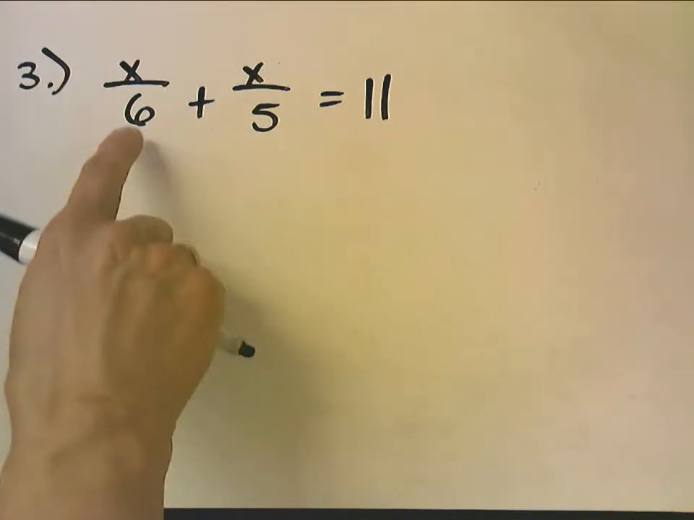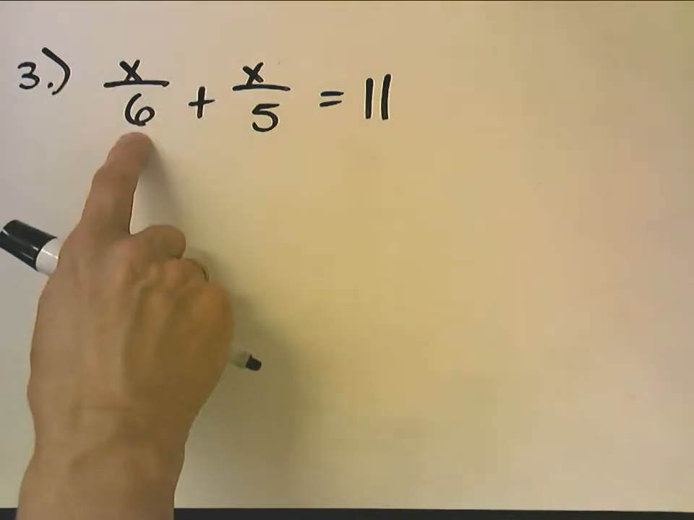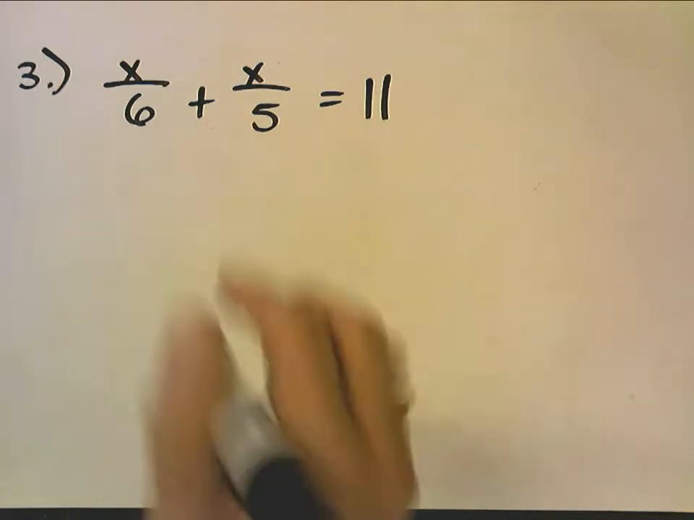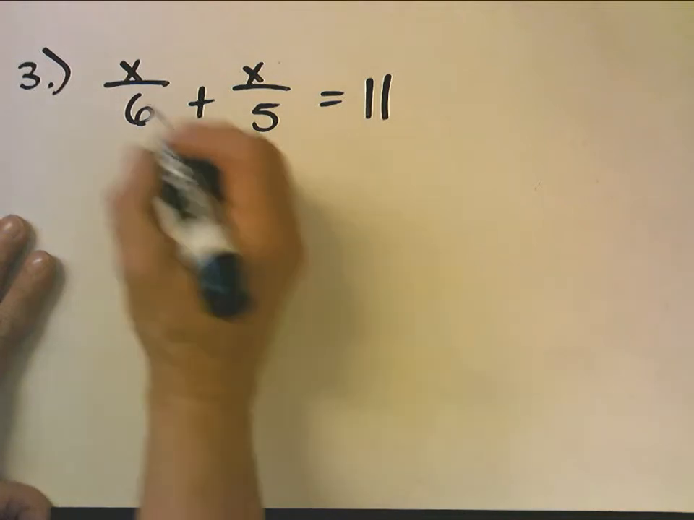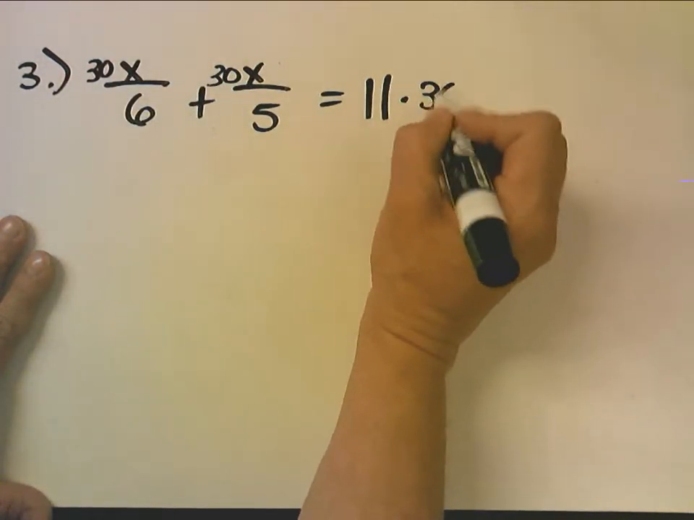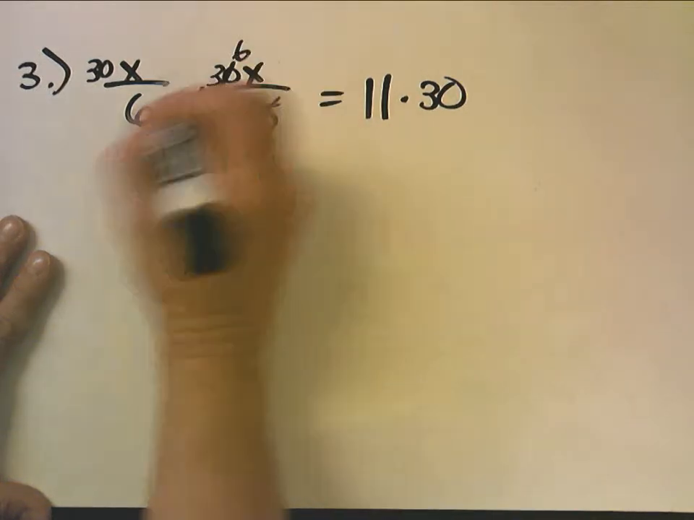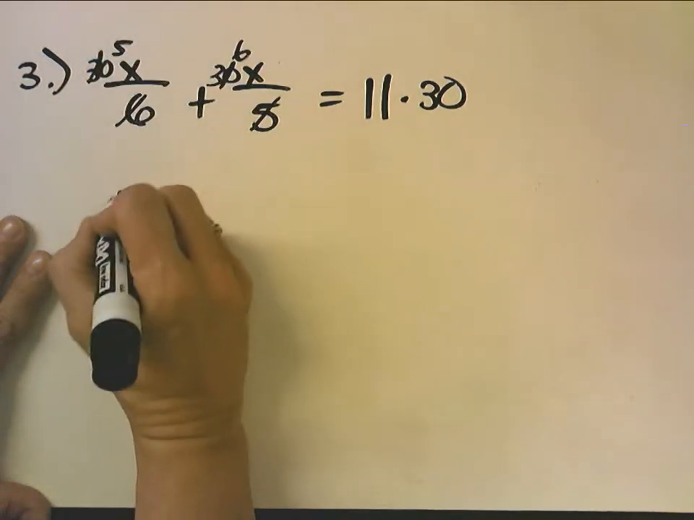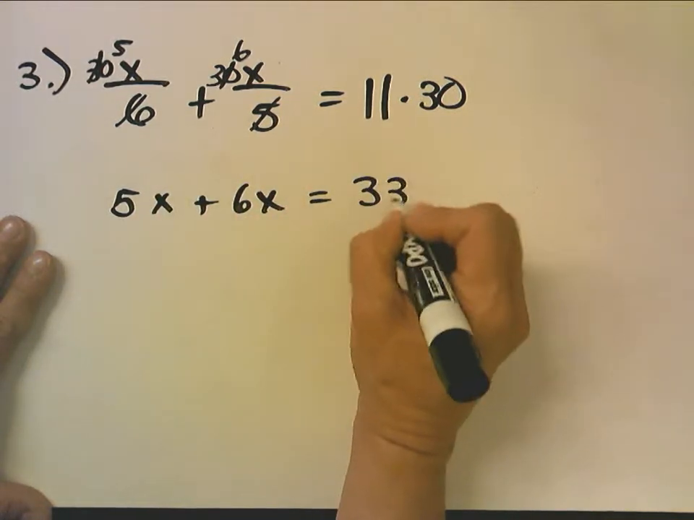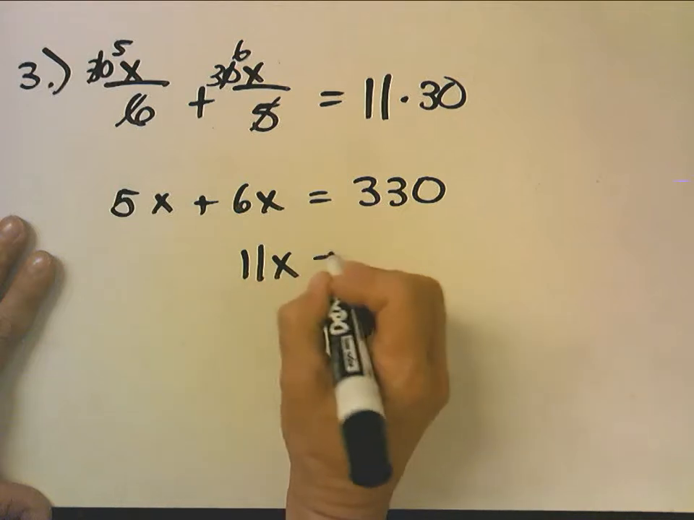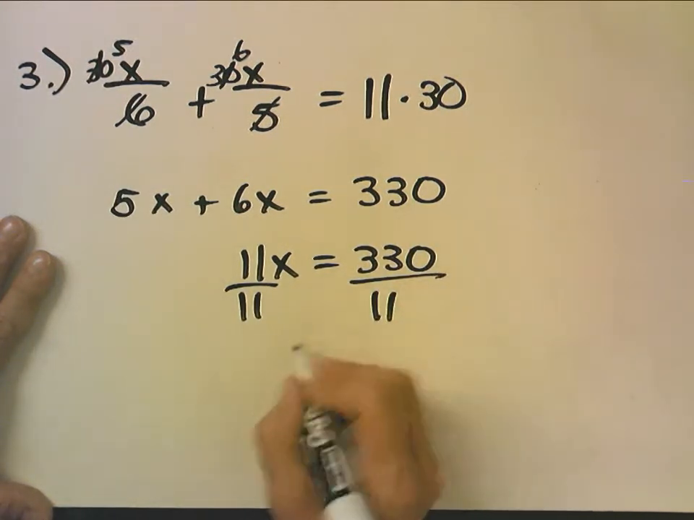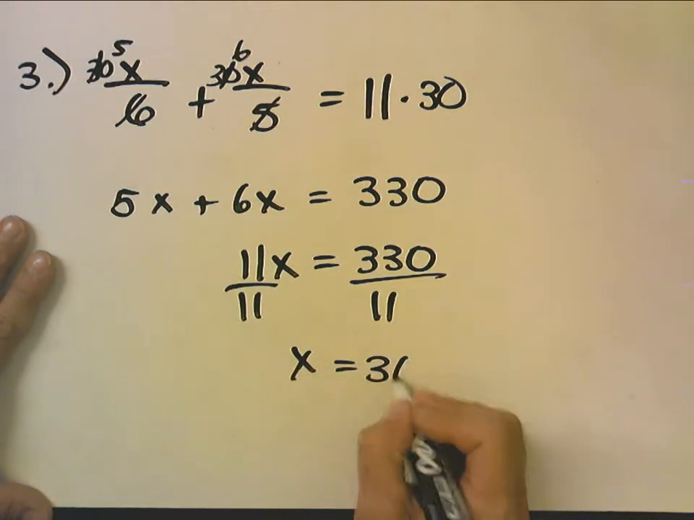And so now I want to multiply every term by the common denominator. 6 times 5 is 30, so that means that's the common denominator. If I put a 30 here and a 30 here and times 30, this becomes 6, this becomes 5, so I get 5x plus 6x equals 330. 11x equals 330. Divide by 11, divide by 11, x equals 30.